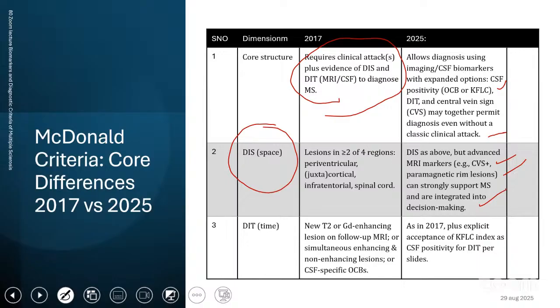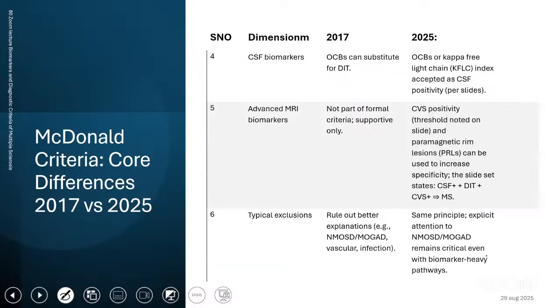Dissemination in time: new T2 or Gad-enhancing lesions on follow-up MRI, or simultaneous enhancing and non-enhancing lesions. CSF-specific OCBs are required as in 2017, but here the KFLC index counts as CSF positivity for DIT. That has happened. So among CSF biomarkers, the kappa free light chain index is accepted as CSF positivity in 2025. And advanced MRI techniques, CVS positivity, the central vein sign, and paramagnetic rim lesions can be used to increase specificity. So with CSF DIT, you can say that it's MS.